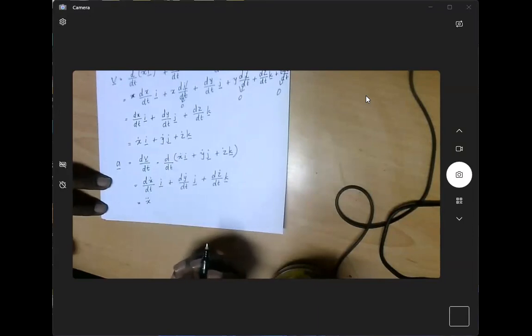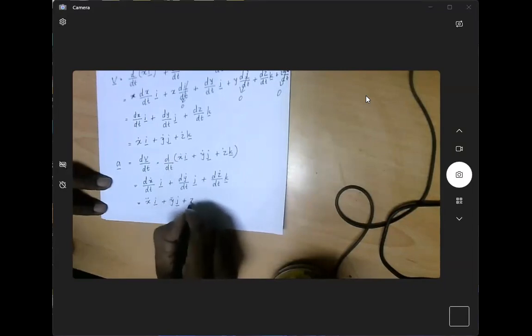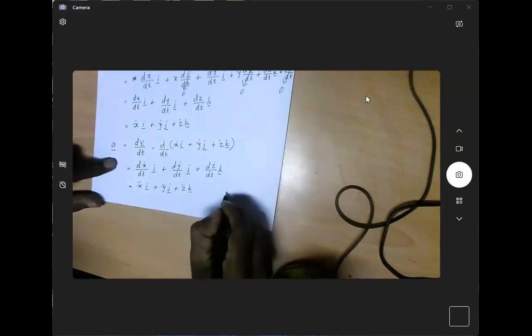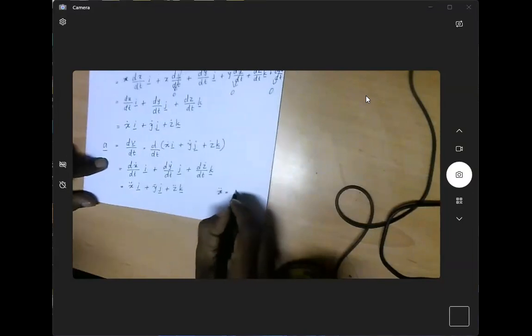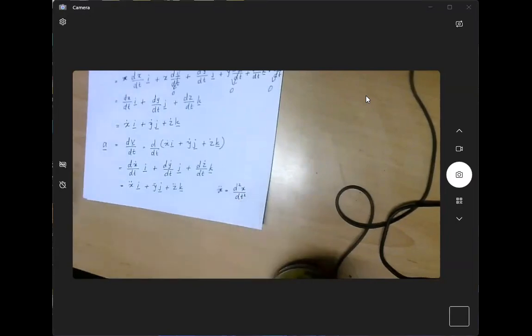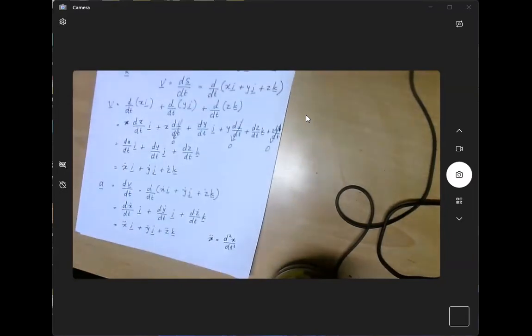Right? And again, we are going to write this d x dot over dt term in a simplified way as x double dot. So x double dot i plus y double dot j plus z double dot k. So the double dot represents the second derivative with respect to time. So x double dot is really d squared x over dt squared. Right, any questions about these things?